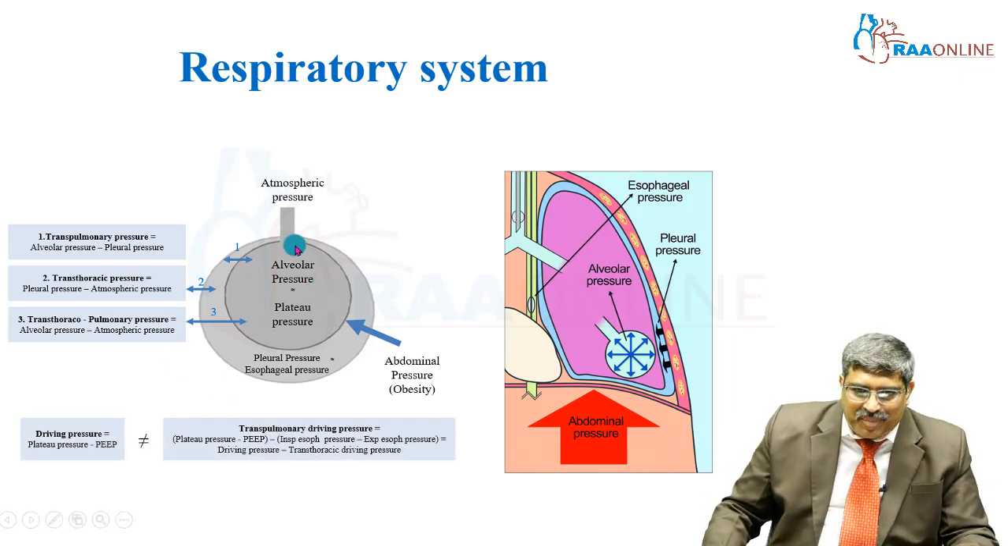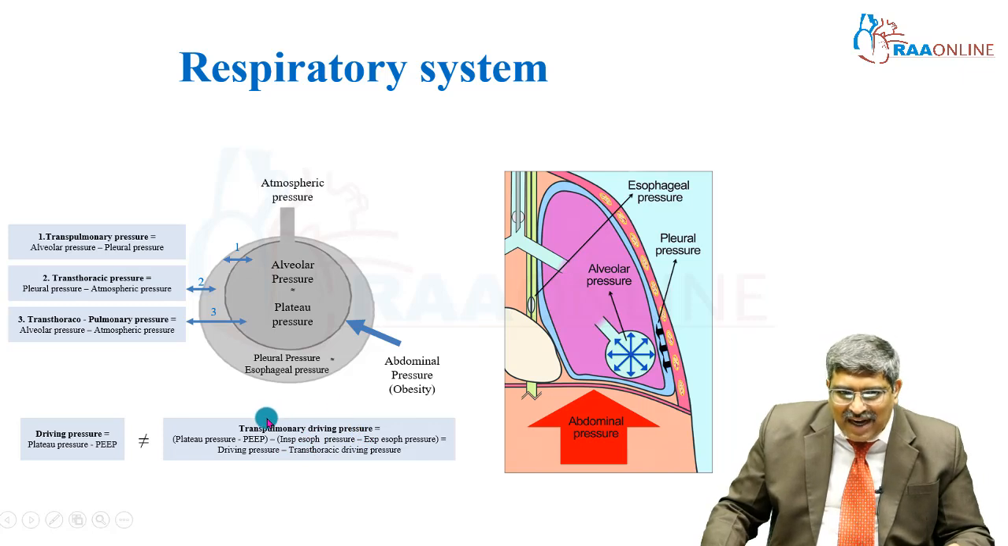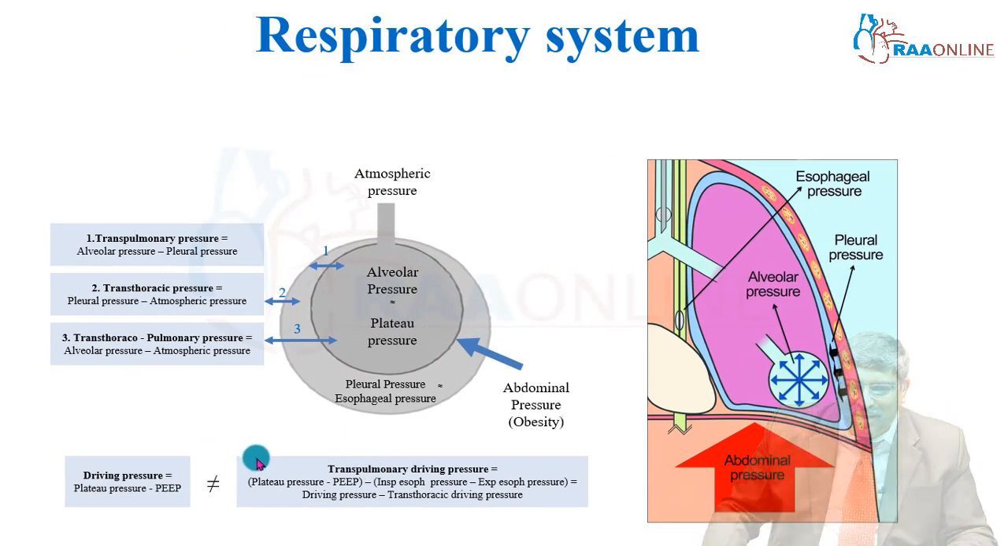Normally, the driving pressure is going to be your plateau pressure, and what is going to be the transpulmonary driving pressure? That is the difference between the alveolar and the pleural pressure. Here it is going to be the difference between the plateau pressure, which is the driving pressure, minus your transthoracic driving pressure. This transthoracic driving pressure is the one which is going to be altered by your abdominal pressure as well as the fat which is surrounding the lung.